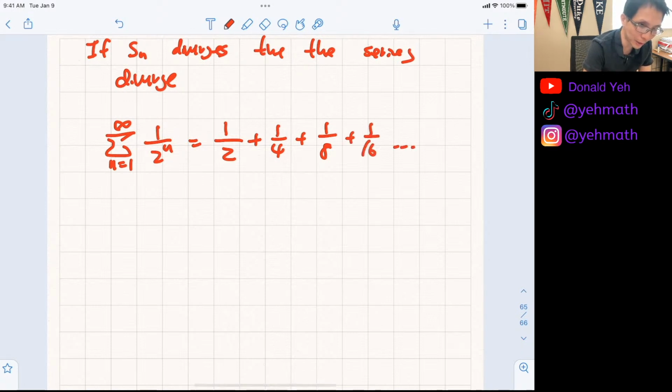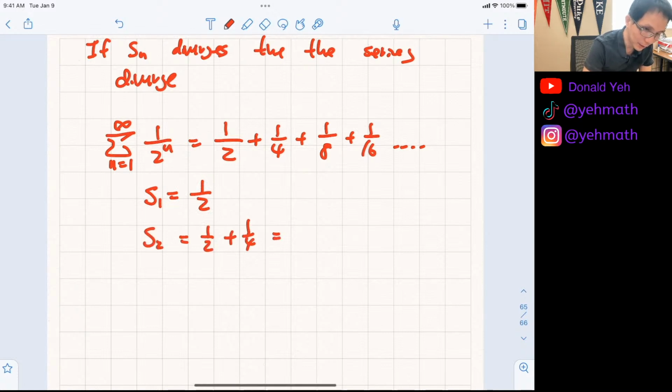Now, eventually, we don't know what it is, so I'm going to show you the formation, okay? S1 is equal to 1/2. Does that make sense? S2 is equal to 1/2 plus 1/4. That's equal to what?